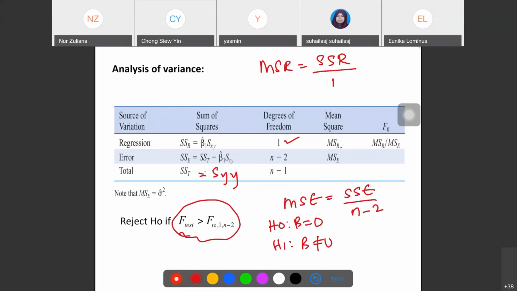So macam juga dalam chapter 4. You only consider alpha, not alpha divided by 2. Okay, reject H naught when you have your F test greater than F alpha, degree of freedom for sum square regression, and second one is for degree of freedom for errors. Okay. So that is your analysis of variance. Okay. Yeah. So kita nak test, bila kita nak test linearity, so you have two choice. Either you want to use ANOVA approach or you can use t-test. Okay. So that is the first part that you need to understand.